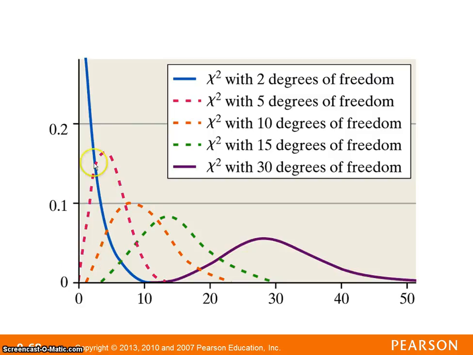So here's what the chi-squared distribution looks like for varying degrees of freedom. This is with 2 degrees of freedom, it goes kind of like that, and then with 5 degrees of freedom, 10 degrees of freedom, 15 degrees of freedom. And you can see that as x gets larger, as it gets closer and closer to 30, the distribution becomes more and more like the normal distribution. But again, that's only for large sample sizes.